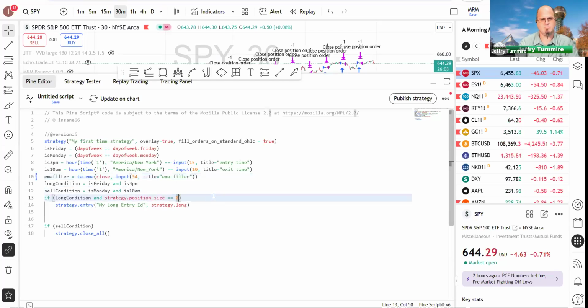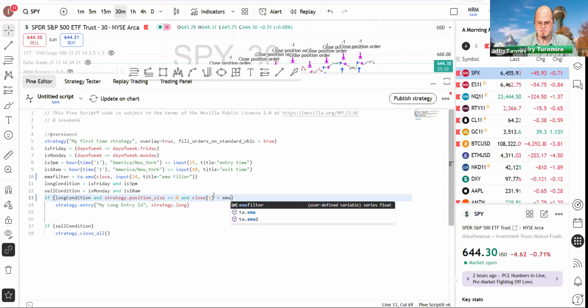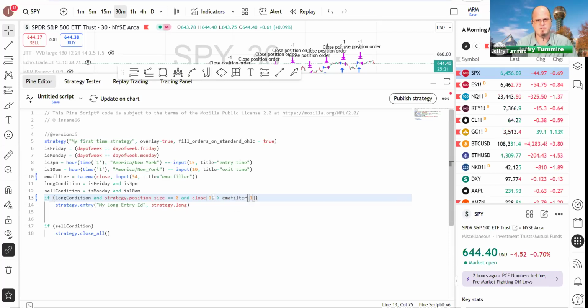Now, over here, to actually make it work for us, we have to add another condition. We have to say close of the current candle. Current candle is 0. We can go current candle, the past candle. We can say close 1 is greater than EMA. And we have to grab the EMA at that particular candle too. EMA filter. I forgot to call it the full name. There we go. EMA filter 1.